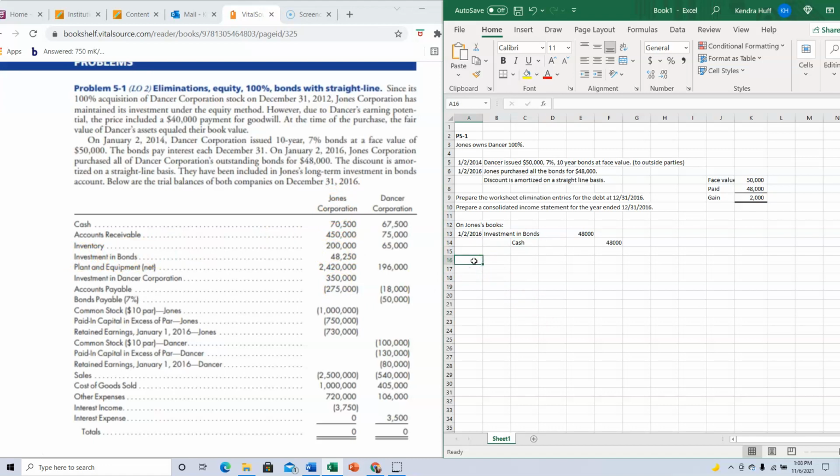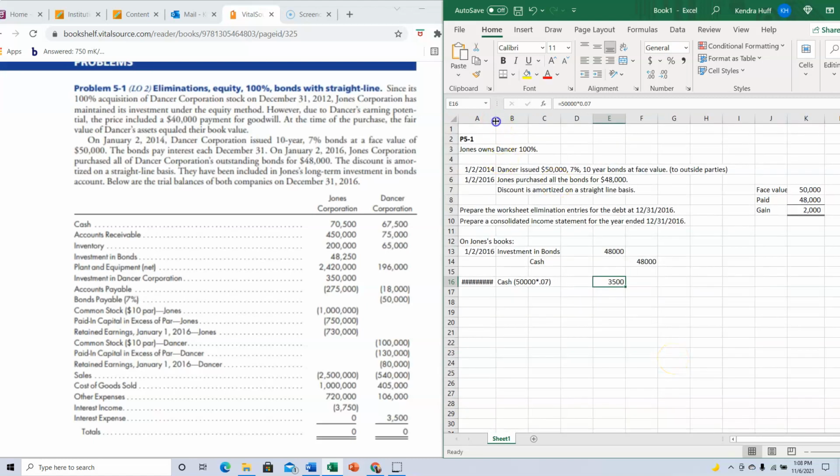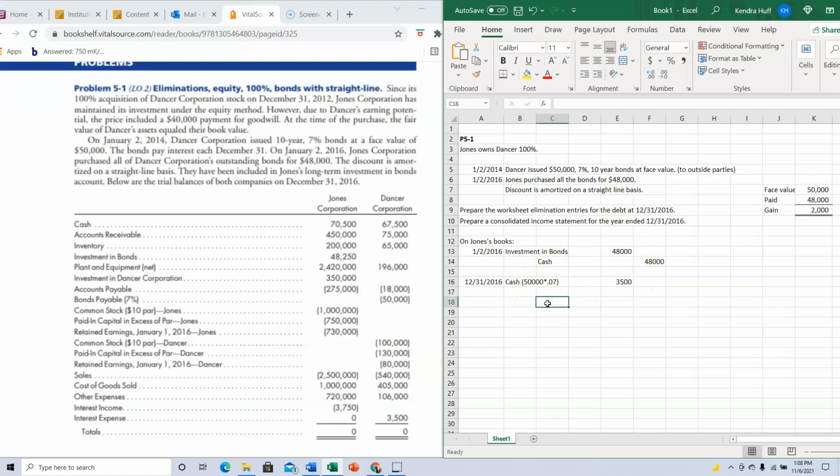Then when interest was paid at 12/31 of 2016, they received cash for the interest that was paid, and that is based on the face value. So that's going to be the $50,000 times the 7%, or $3,500. They're also going to have interest income. And you might notice if you look down here, their interest income is for $3,750. So why is that? Well, this $2,000 difference is basically a discount, because when they bought the bonds they paid less. But they have to get rid of it. This has to go up to the $50,000.